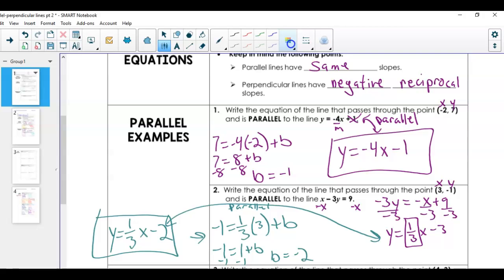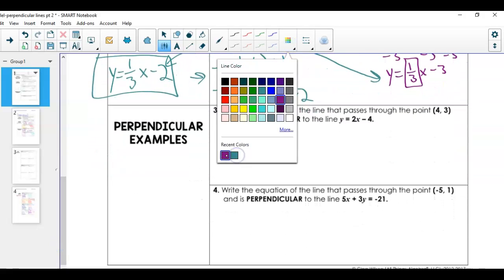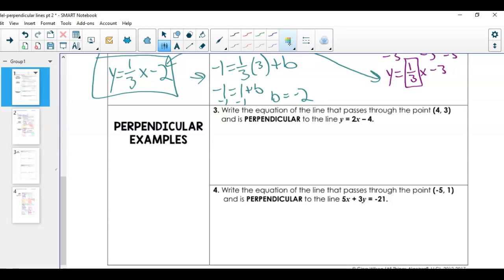Right? Now we're going to try some of the perpendicular ones. The steps for the perpendicular ones are very much the same as the parallel. There's just one additional step. So if we're given some point and some equation in slope-intercept form, because it's perpendicular, remember that's a negative reciprocal slope, I have to take this slope and change it, so the negative reciprocal of 2 would be negative 1/2.